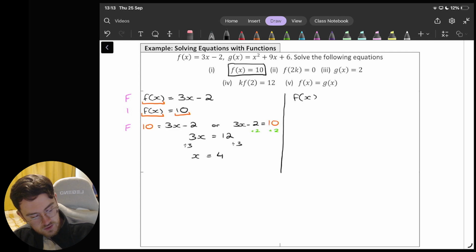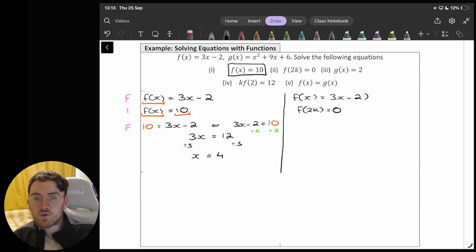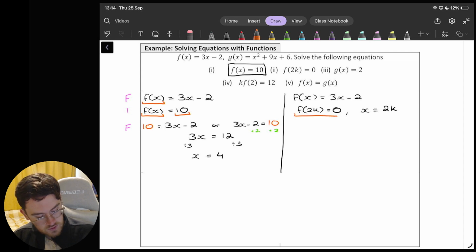So let's lay out the function first, is 3x minus 2. They're telling us f of 2k equals 0. So we're looking for f of 2k, which is an answer of 0. And the input value this time seems to be 2k. So I'm putting in an input of 2k and I'm getting out an answer of 0. So let's fill in both of those.